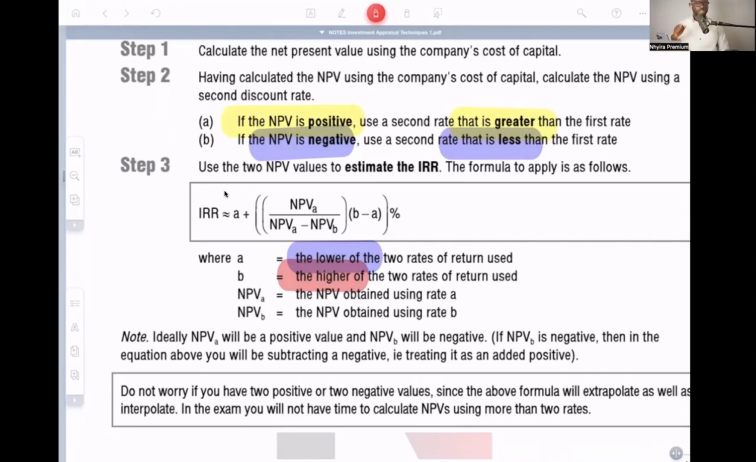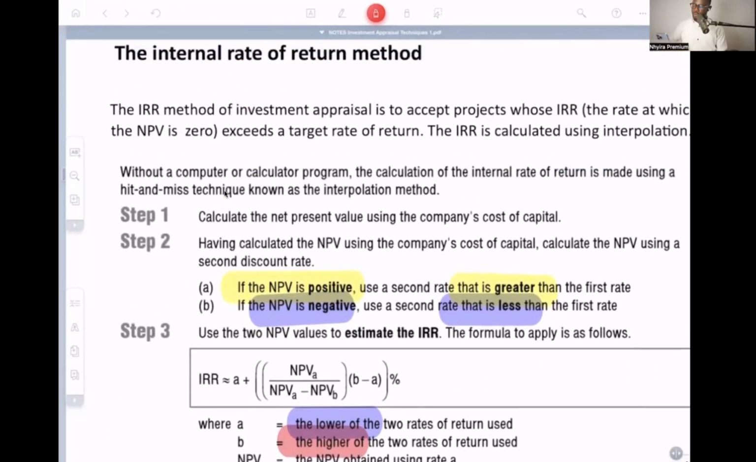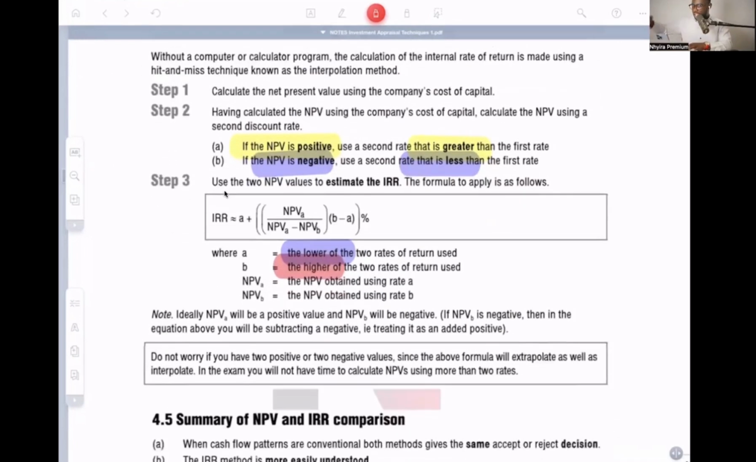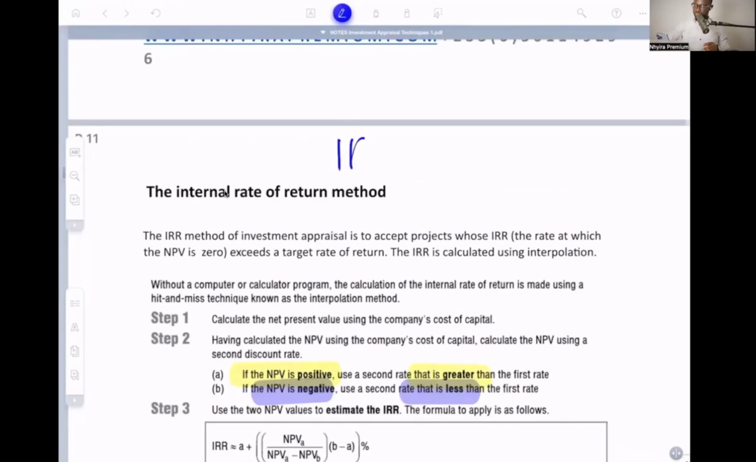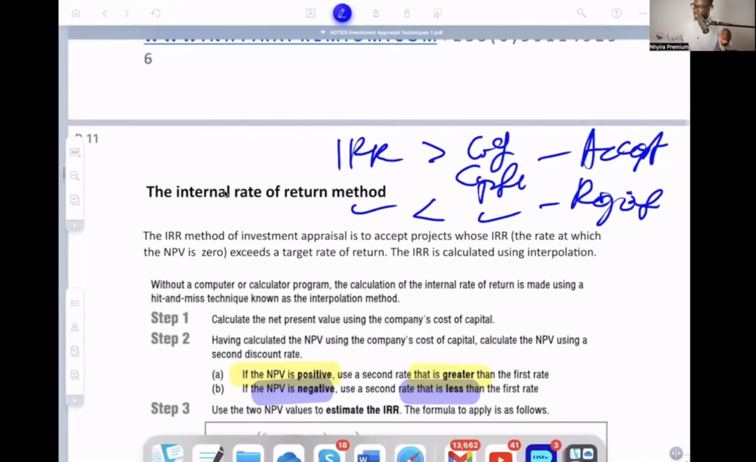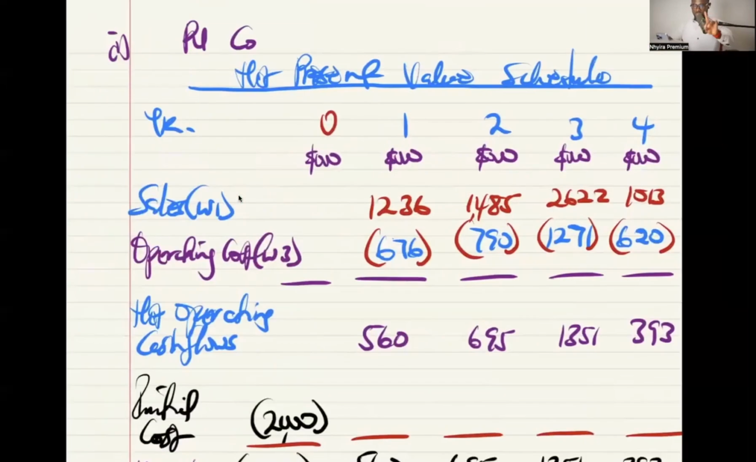The decision rule is simple. We will compare the IRR to the cost of capital of the company. Okay? If the IRR is greater than the cost of capital of the entity, what do we do? We accept the project. If the IRR is less than the cost of capital, we reject the project. This is the decision rule on the IRR. That's it. We're done.